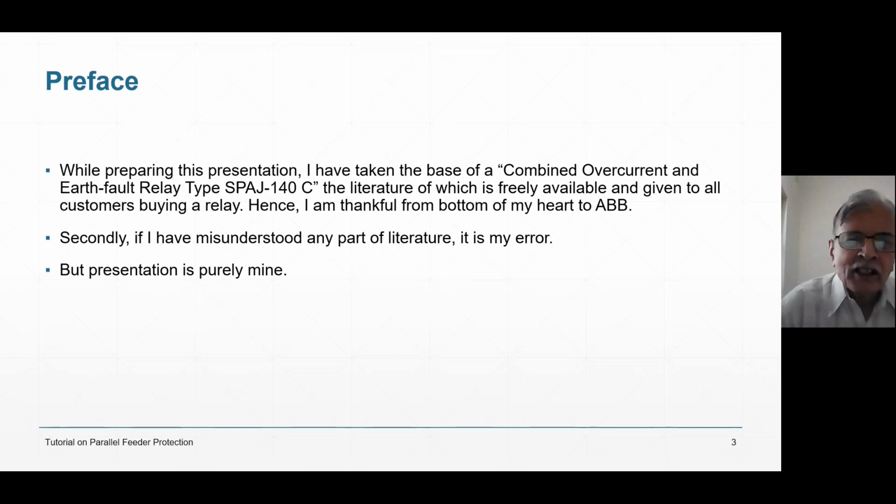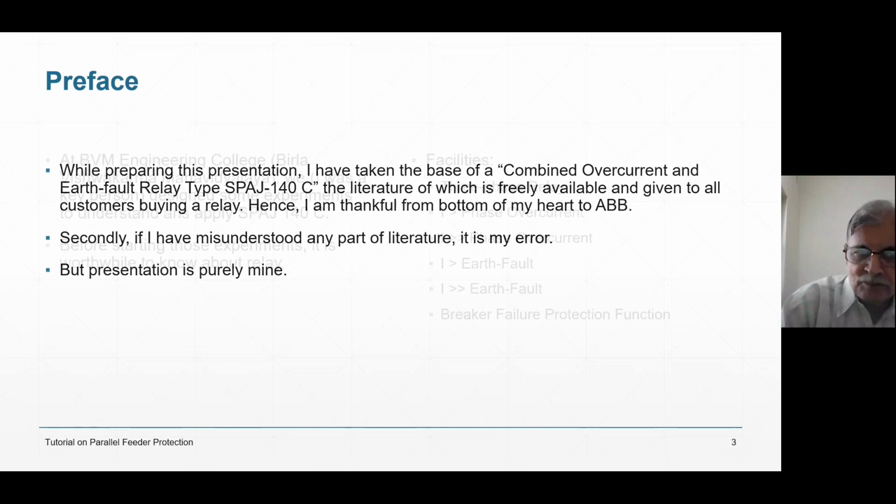That is the reason why I have prepared the presentation. The presentation is mine. The presentation is not of ABB. So it is quite possible that I might have made some mistake in understanding the relay. If you feel that there is some error, if some ABB person, or some person who is much more intelligent than me, more conversant with power system protection, says that I have told something wrong, then please excuse me. The error is mine, not of ABB, because this presentation is mine.